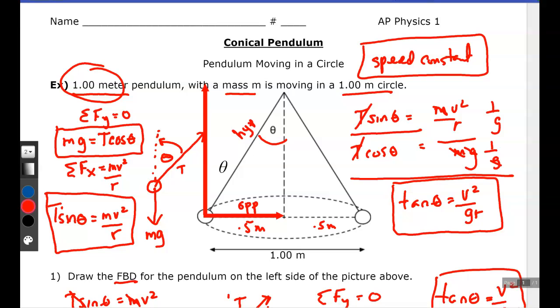So it should be a pendulum moving in a circle at constant speed, not constant velocity, but constant speed. And that is it.